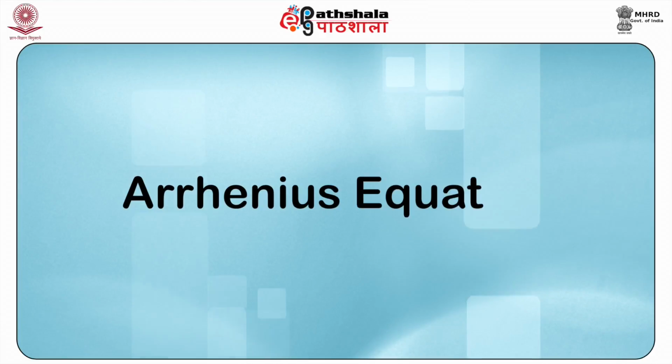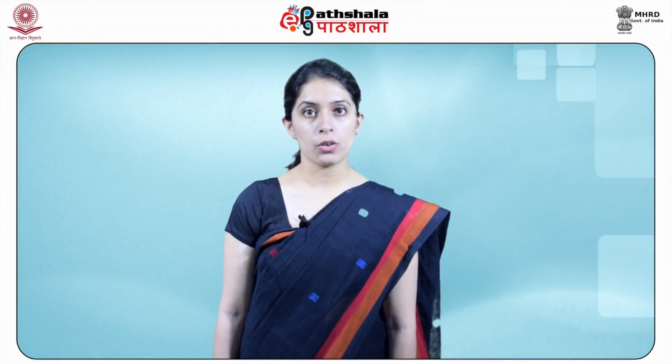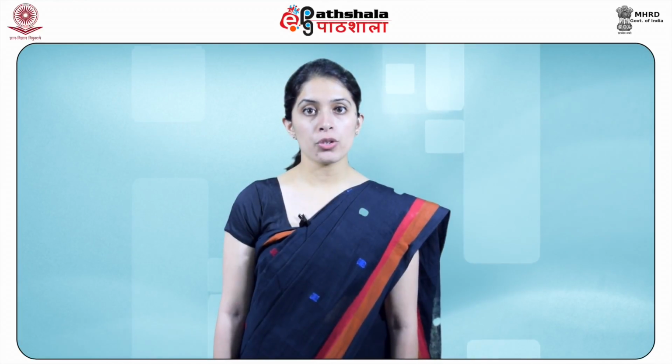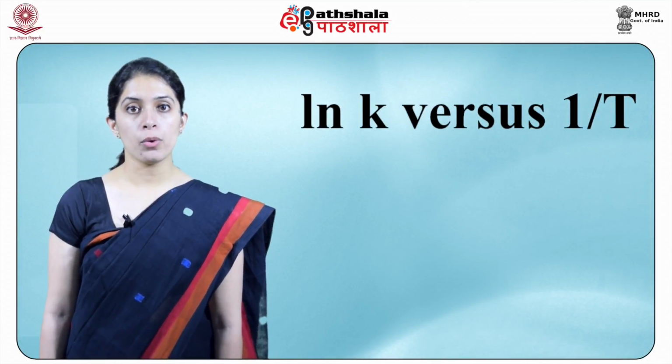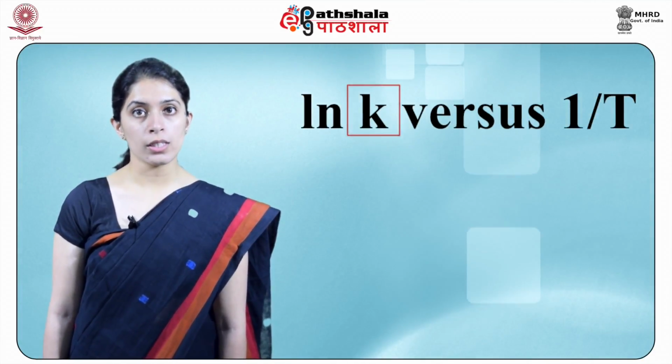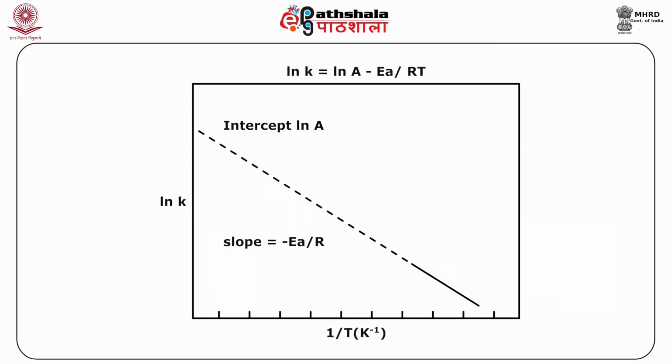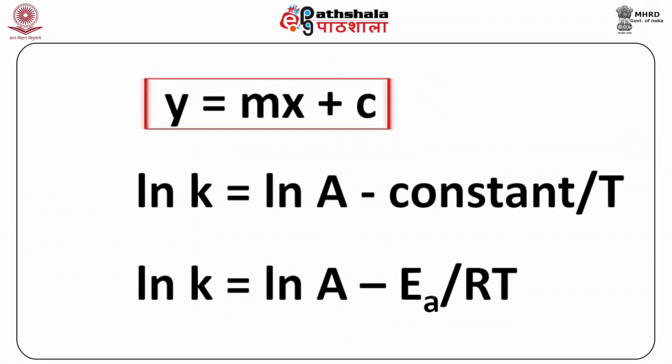Arrhenius equation. In 1889, Arrhenius developed a relationship between the rate constant of the reaction and temperature based on experimental investigations. Arrhenius measured the rate constant at different temperatures for a particular reaction and plotted ln k versus 1/T, where k is the rate constant and T is the temperature, and we get a plot like this, which is similar to a straight line y = mx + c, where m is the slope and c is the intercept.